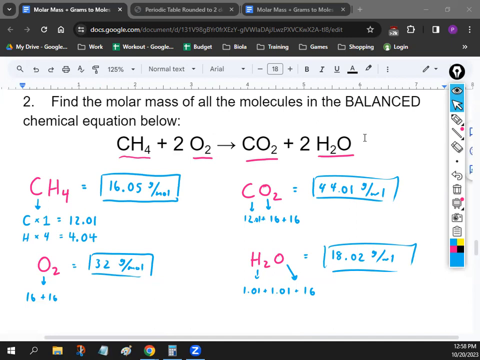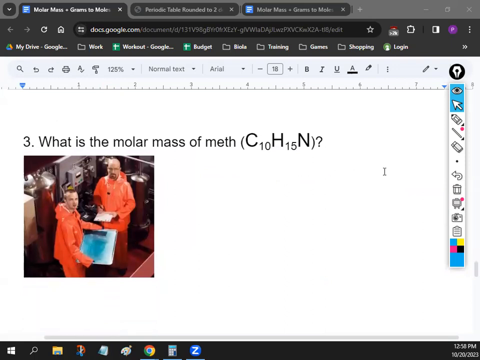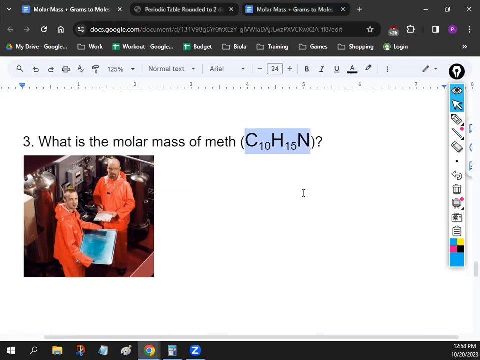Alrighty, so this one's nice because we're working with very small numbers and the molecules are pretty small, but sometimes we work with molecules that are a little bit bigger. And the more interesting chemicals are the ones with bigger molar masses. So we're going to take a look at methamphetamine now. The chemical formula for methamphetamine is right here, C10H15N.